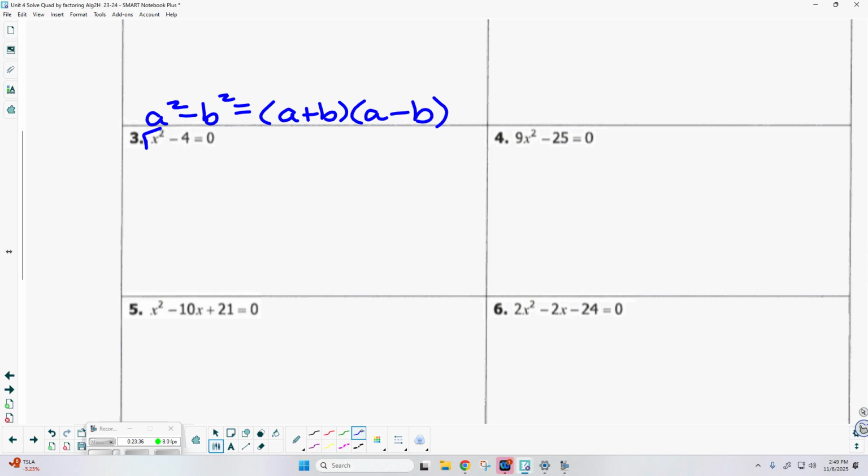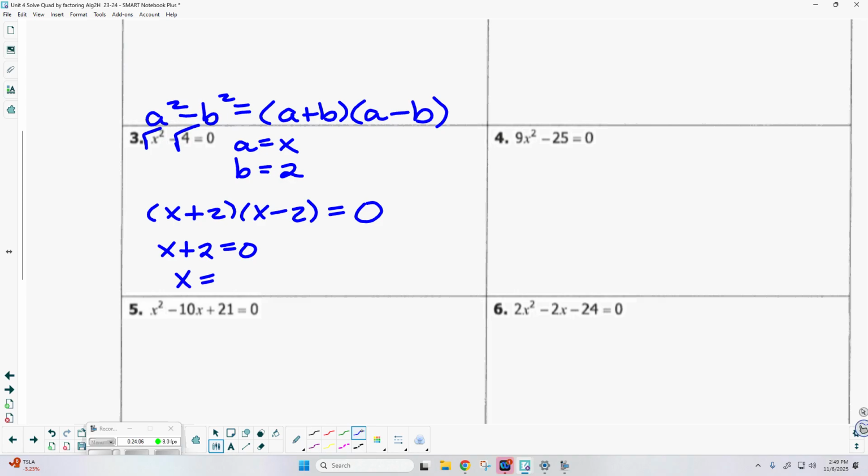What's the square root of x squared? X. So a is x. And what's the square root of 4? 2. So if I'm going to take these values and write my factored version, would that be x plus 2 times x minus 2 is equal to 0. See, all I did was factor the left side. Now what? Set them equal to 0. So if x plus 2 equals 0, x equals negative 2. If x minus 2 is equal to 0, x equals 2.